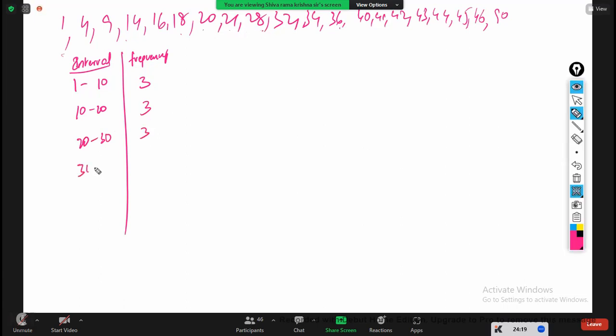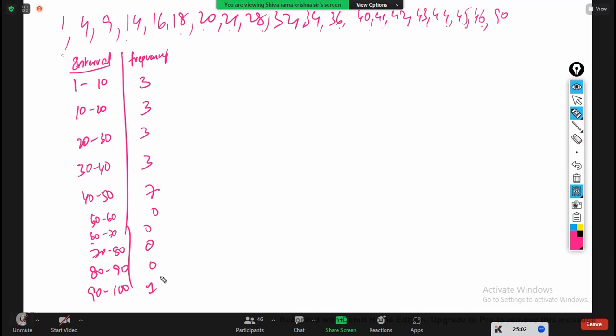Next 30 to 40. Okay. Next, 40 to 50: 1, 2, 3, 4, 5, 6, 7. And then 50 to 60, how many are there? 0. 60 to 70, 0. 70 to 80, 0. 80 to 90 means 0. 90 to 100 means 1.